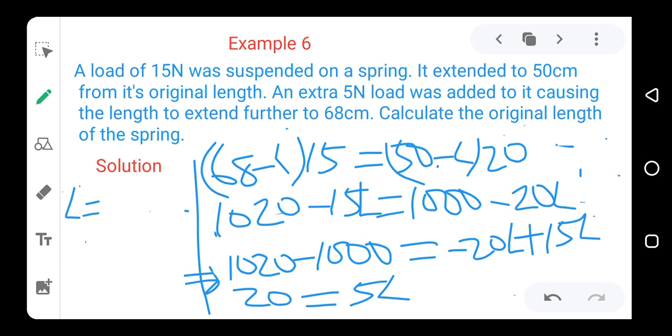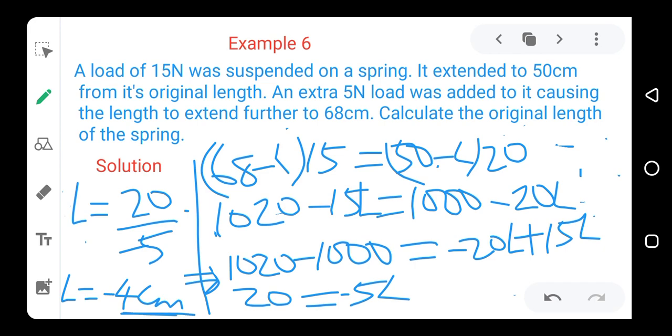Now it simply means that L is equal to 20 divided by minus 5. And this gives us that L is equal to minus 4 cm. Now L can be negative or positive depending on whether the force acting on it is bringing about compression or expansion.